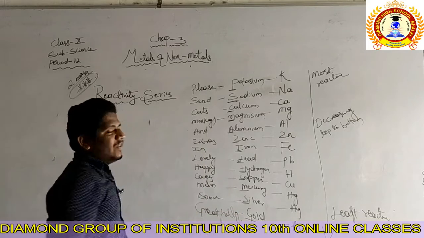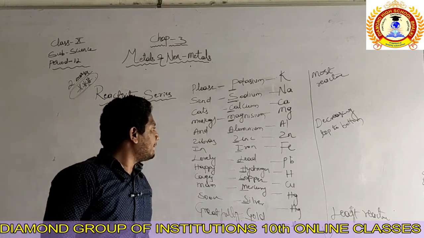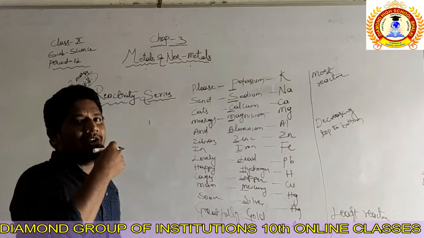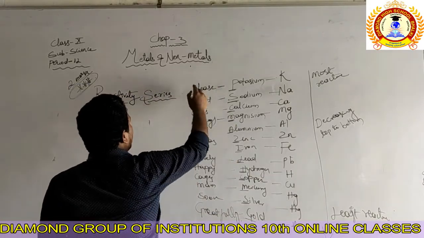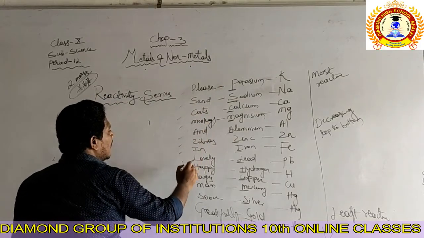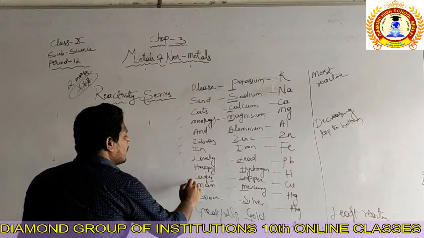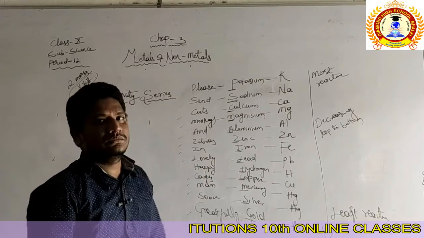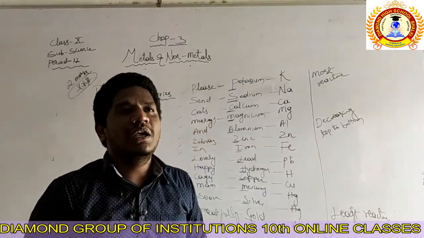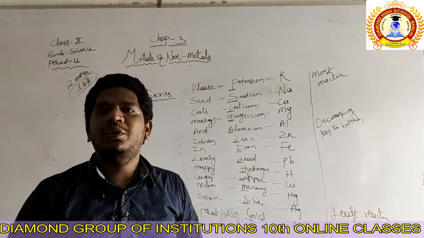So it is just a trick to remember the whole reactivity series. Read once again, how you are going to remember: Please send cats, monkeys, and zebras in lovely, happy cages, ma'am, soon, gratefully.